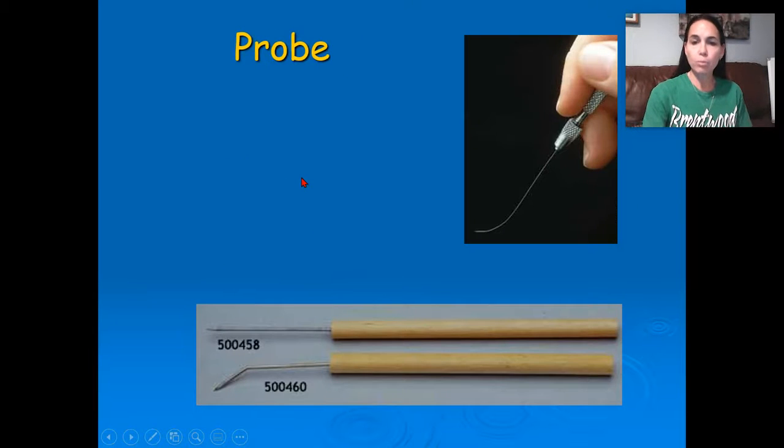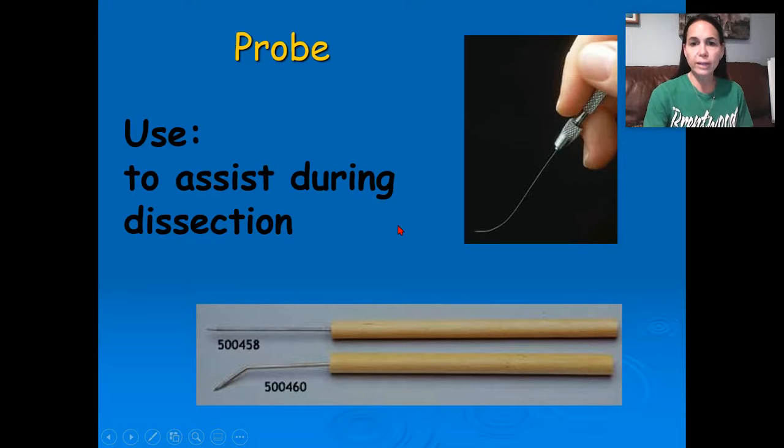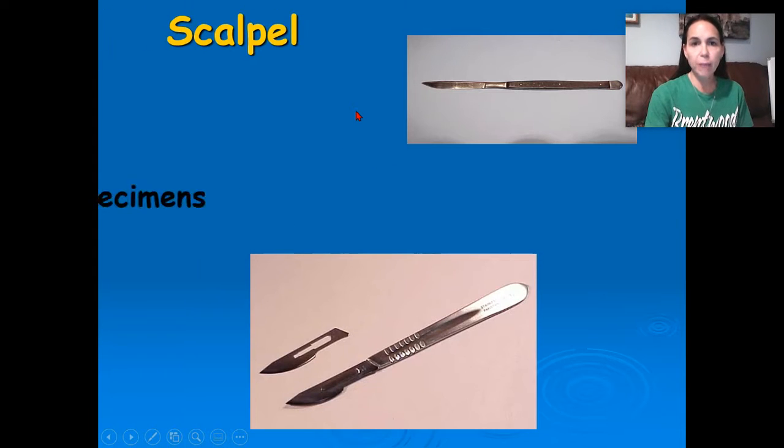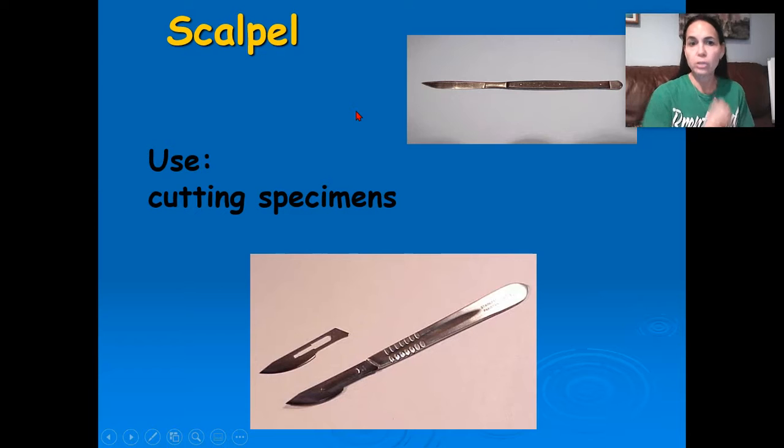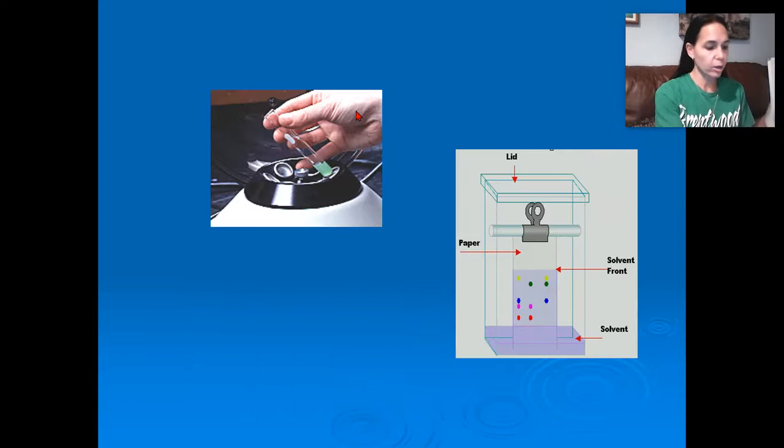The next thing is called a probe, which is just used to assist during dissections. You might want to be showing a student something and point to it or move something around. They can be perfectly straight, or straight with a little curve at the tip, like this one. And the last thing is the scalpel, which of course is very, very sharp, used to cut your specimen. Whenever you're doing a dissection and you're cutting, you always cut away from you or anyone else in your lab group.